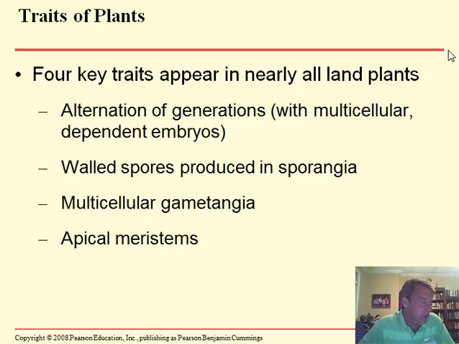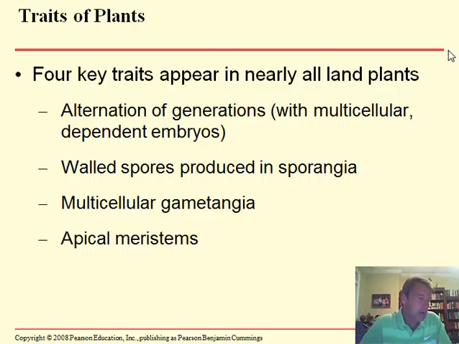Okay, our next podcast is going to go into looking at the diversity within the plant kingdom. In this, we can start by looking at the major characteristics that would be associated with all plants, and then we're going to look at the major groups that plants are divided into. Now, all plants are photosynthetic. That's a characteristic of all plants.